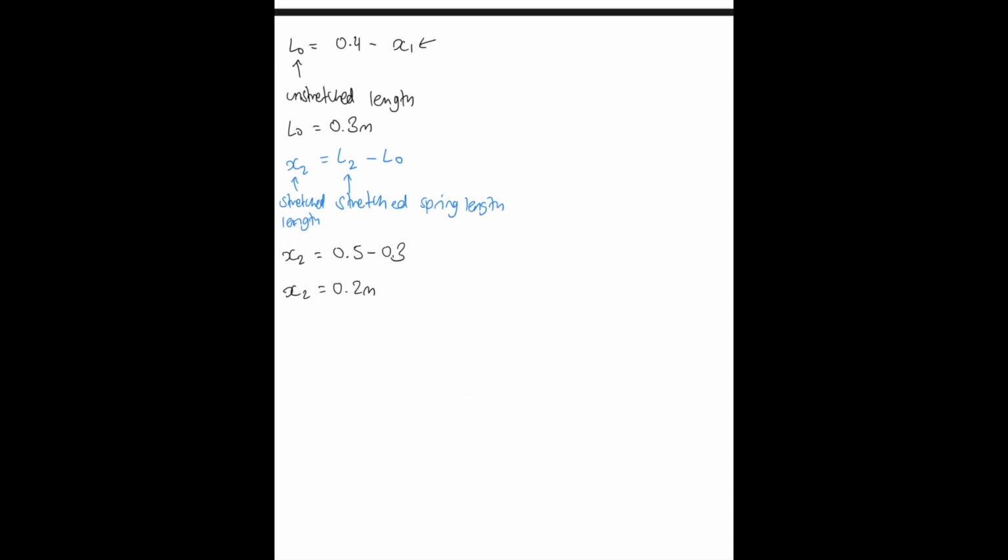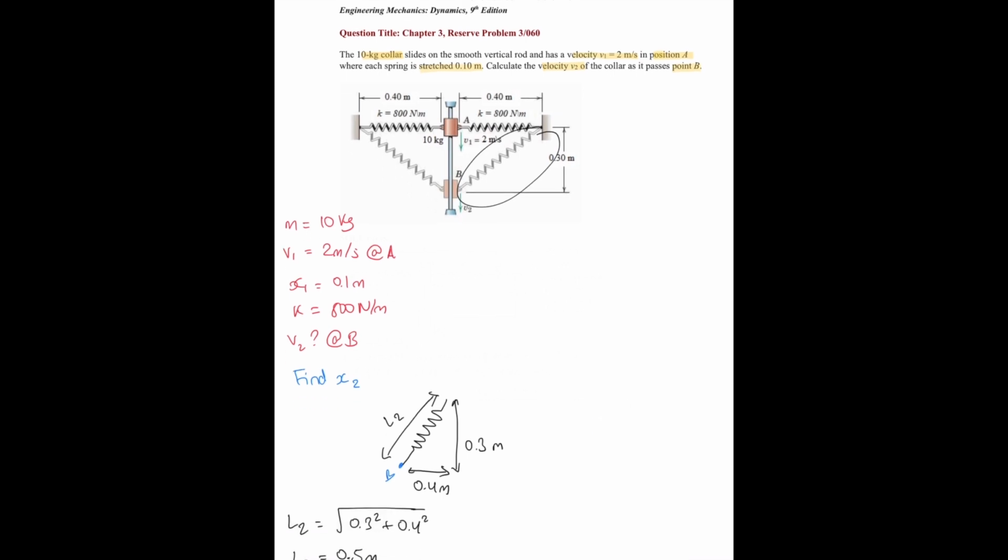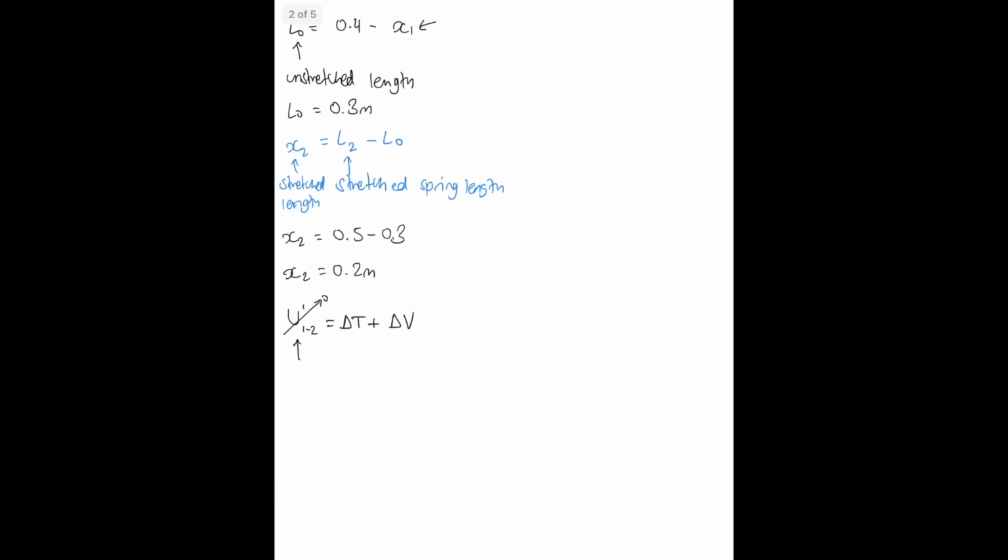Now that we have our x2, we can now use our work energy equations. So work is equal to the sum of the kinetic energy plus the sum of potential energy. And we know that our work done is going to be equal to 0. This is because there's no external forces acting on the system, so the work done has to be equal to 0.